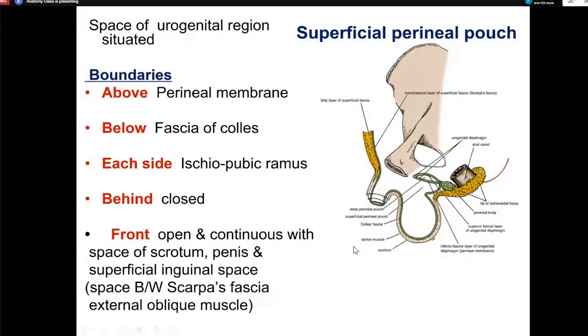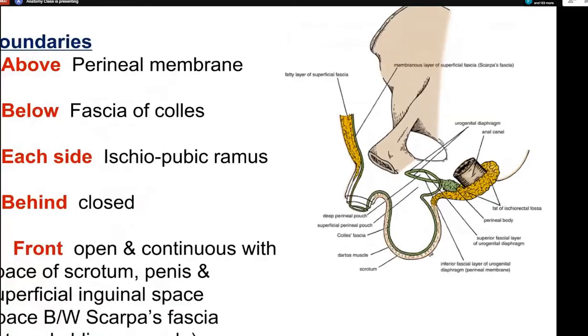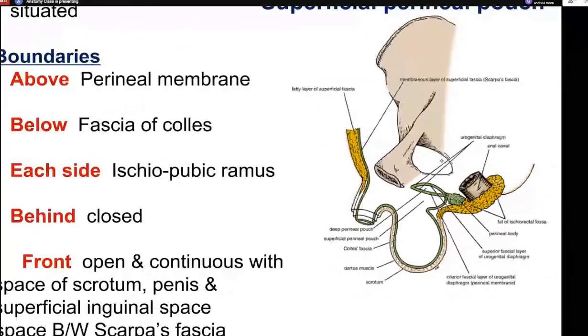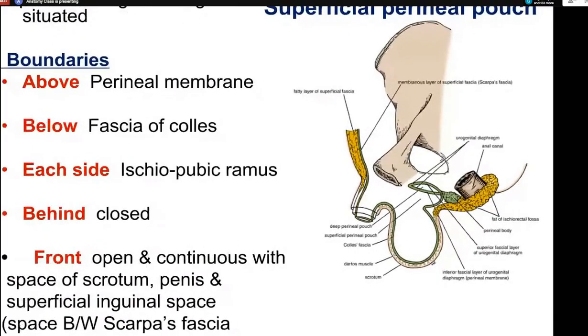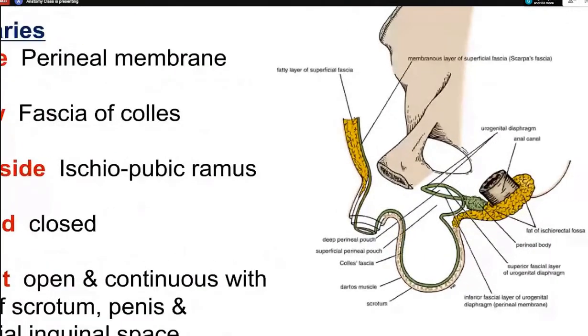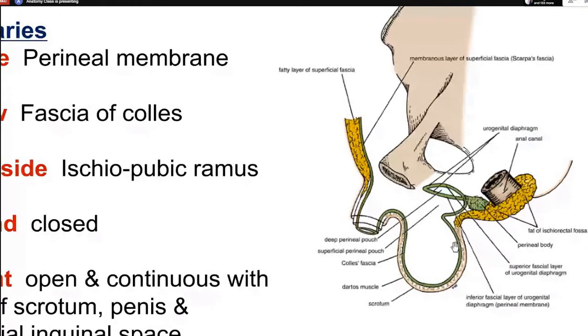So if you can remember this diagram, then it will be very easy for you. It will be easy for you to remember the boundaries. So, superficial perineal pouch. So see, this is the superficial perineal pouch. Can you see this superficial perineal pouch? Now this is the space which is present between the perineal membrane and Colles fascia.